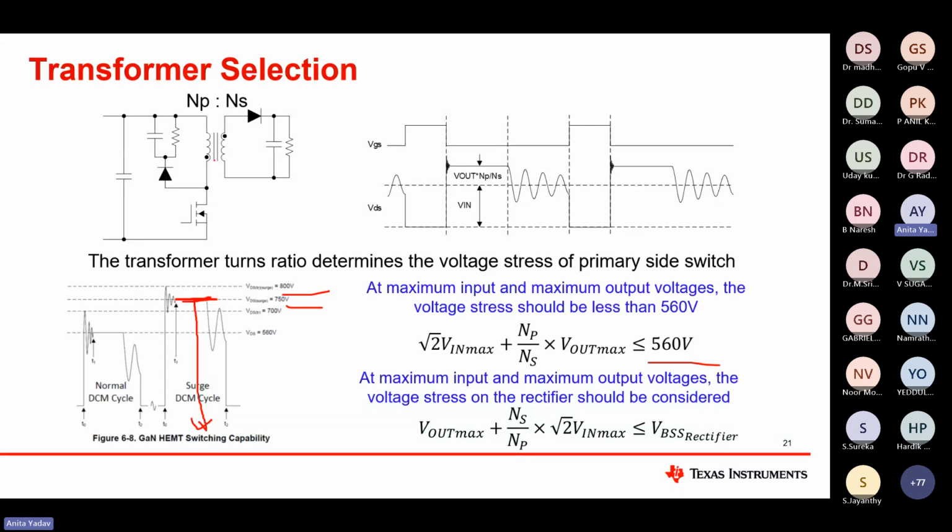So when we are doing the transformer turns selection, we will consider the FET rating of this and the FET rating of this. If we are going for synchronous rectification, then there also we are going to use a MOSFET. Otherwise, a diode. So the secondary side switch as well as the primary side switch. Considering the FET rating, we will decide our NP by NS. So here are the two equations for the same, which can be used to calculate NP by NS.